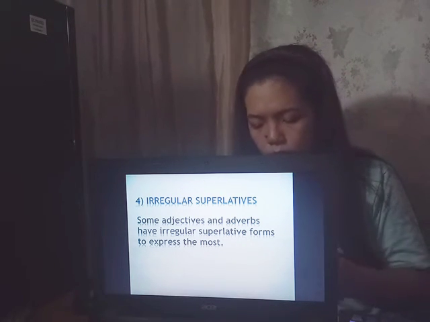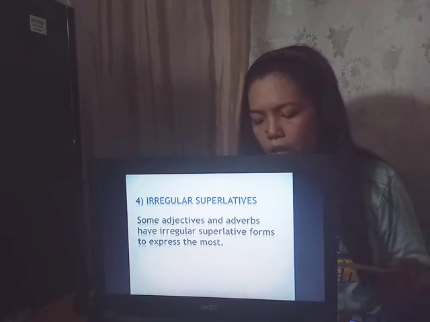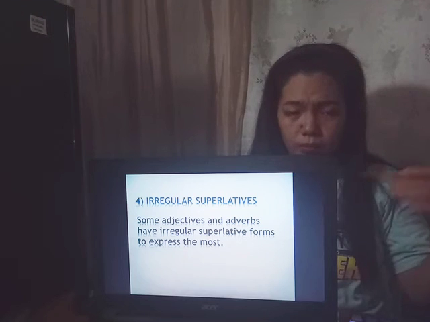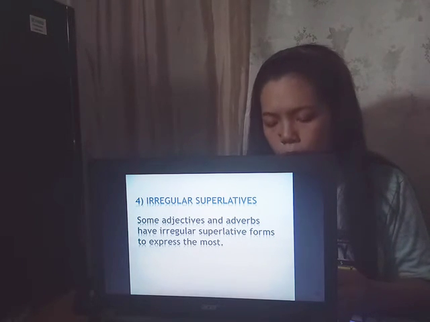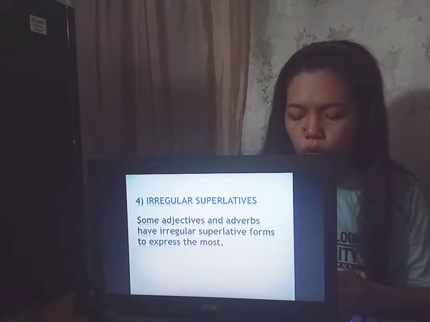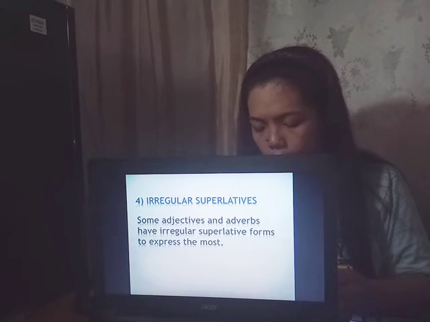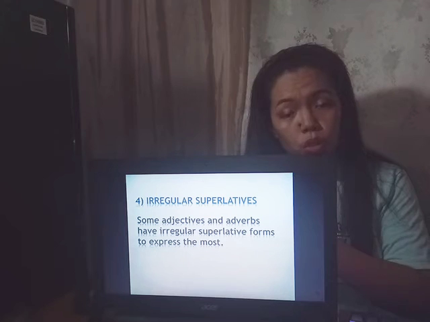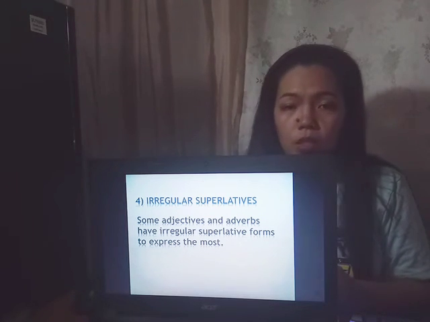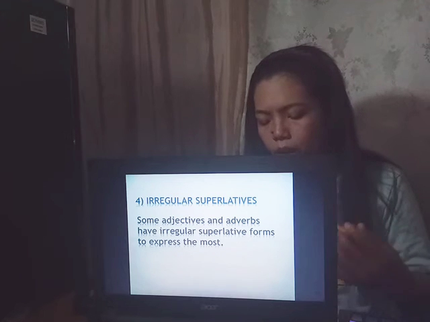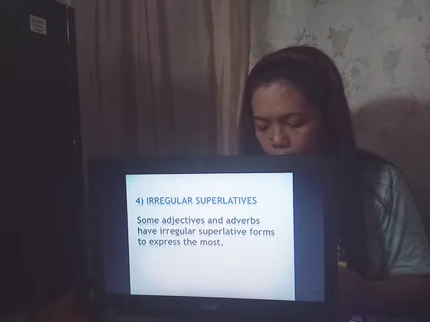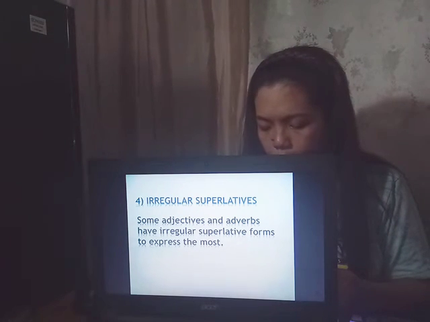Next one is, however, they remain regular when expressing the least. Okay? When it's the menos one. So original form, for example, bueno. What do you mean by bueno in Spanish? It means good in English. But when you talk about superlative form, it is el la mejor, las mejores.